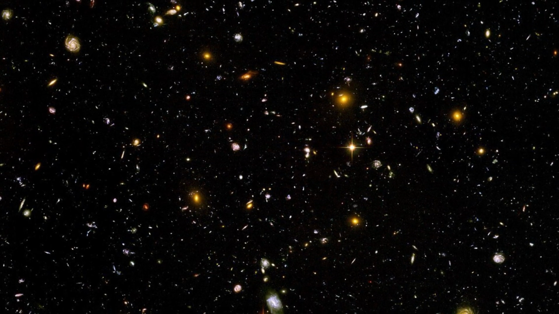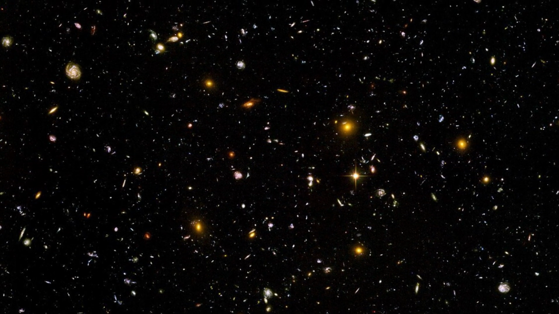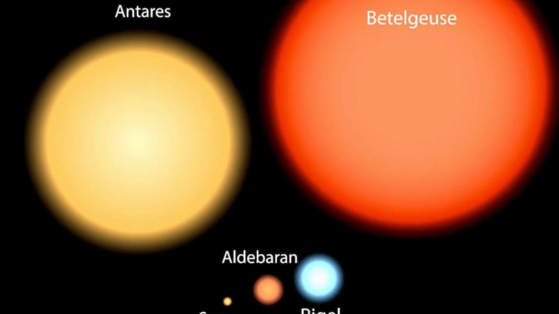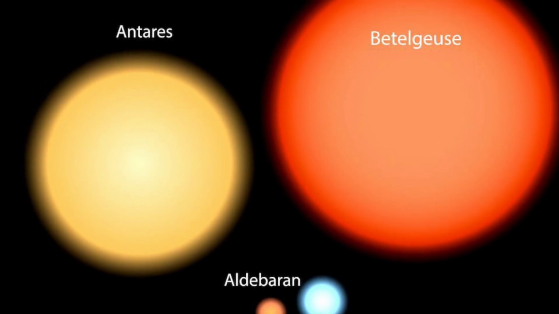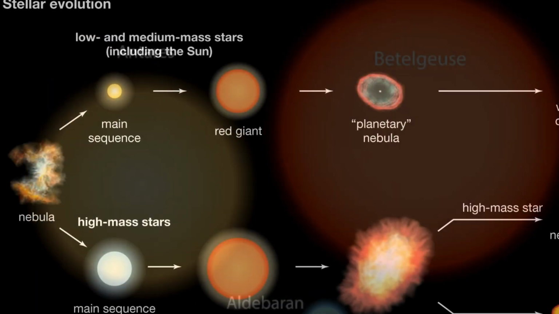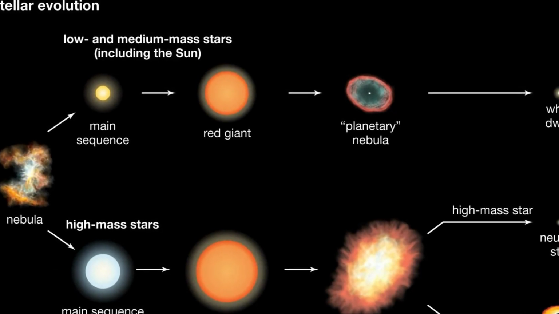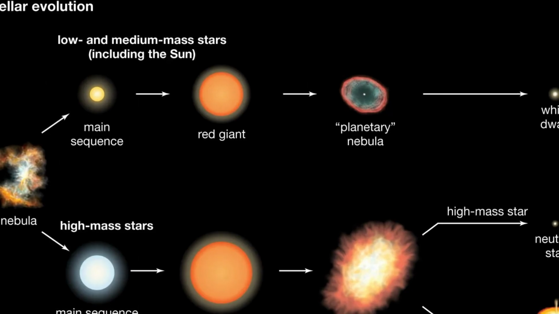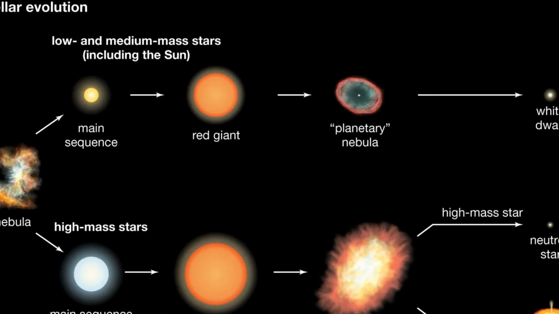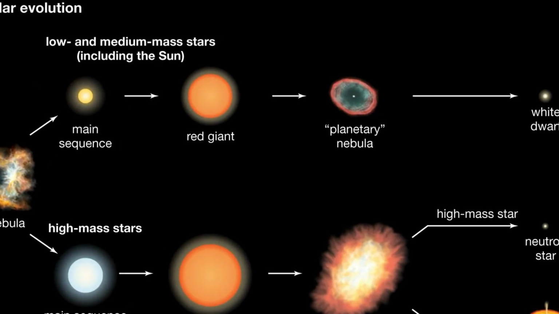The universe is filled with an unthinkable number of stars, with each cosmic giant varying greatly in size and appearance. But how did they get there, and what will happen to them? Across billions of years, stars go through incredible transformations, shaping the universe as we know it. So let's see how stars live, grow, and ultimately die.